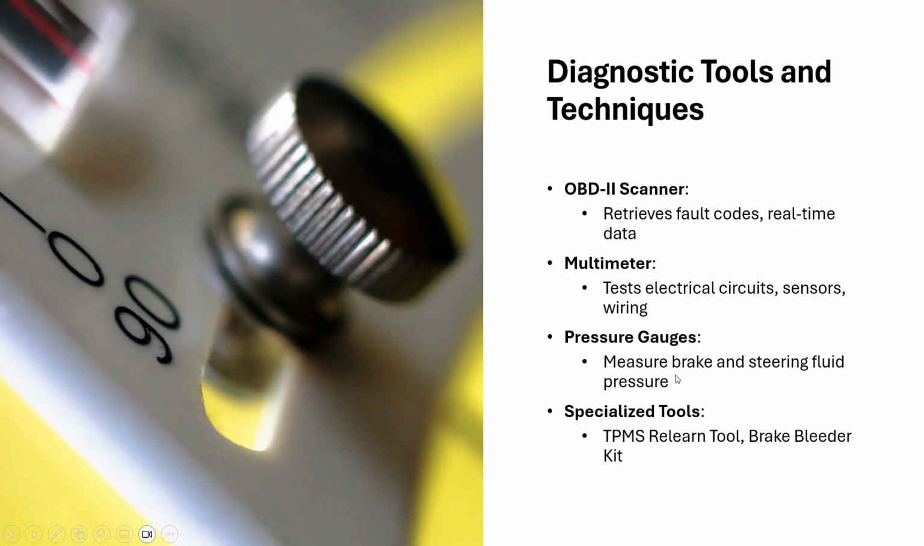If it is not at the required level, we can assume fluid leakages are there, then we can identify and rectify them. And specialized tools are used, like a TPMS relearn tool or brake bleeder kit. Some specialized tools for specific items can also be used.